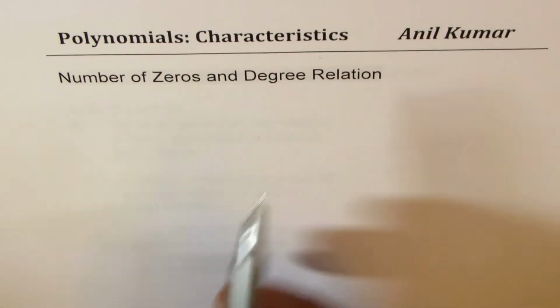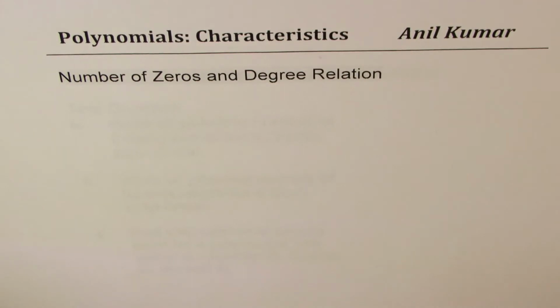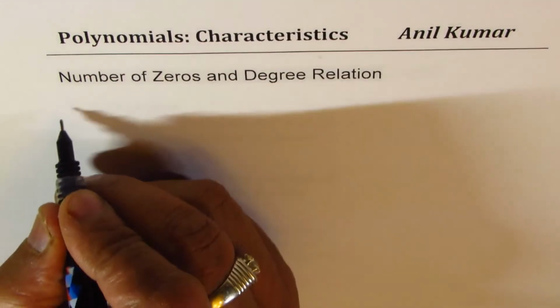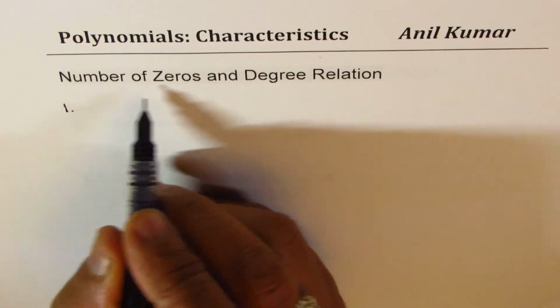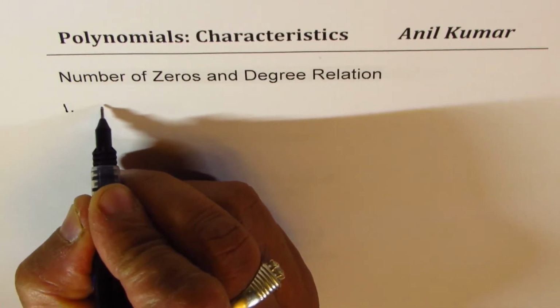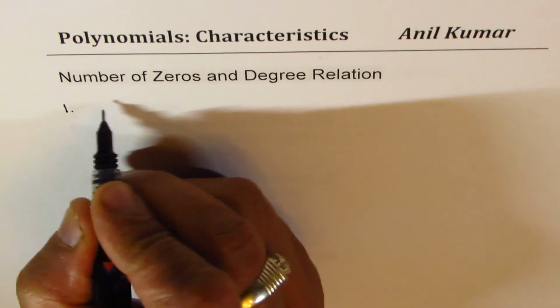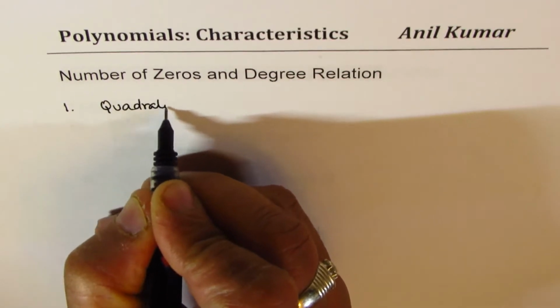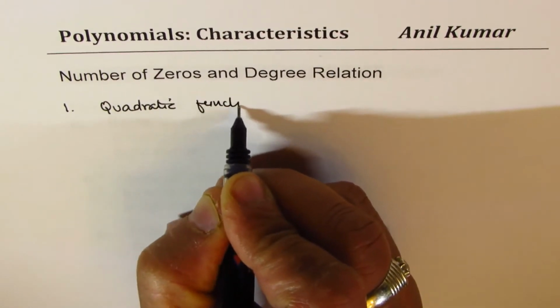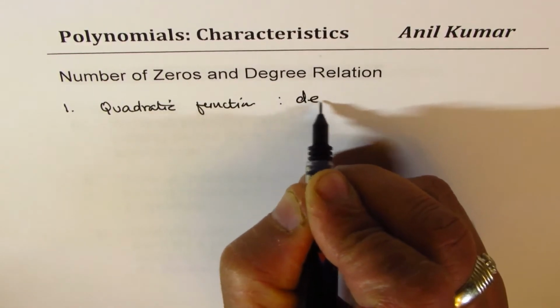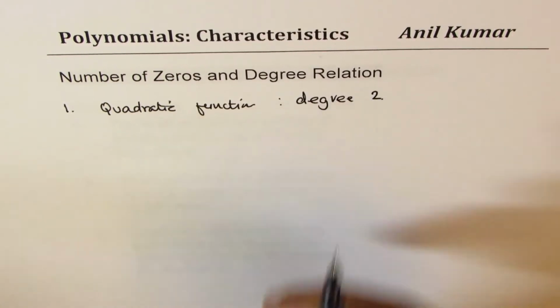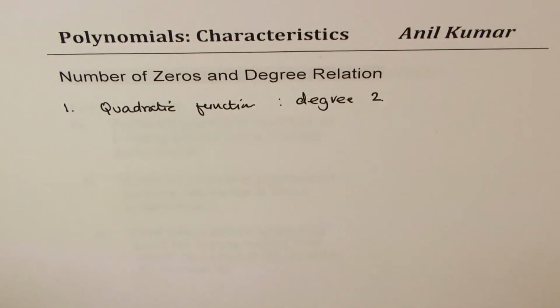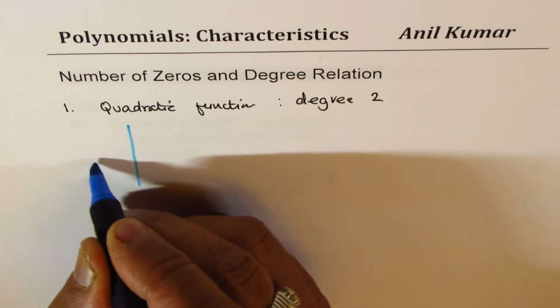Number of zeros and degree relation. Let's try to understand that part. So I think I have some example here. Okay. So first thing is, let's take up an example. Let's take a very simple example. Let's say we have a quadratic function. Correct? So that means the degree is 2.